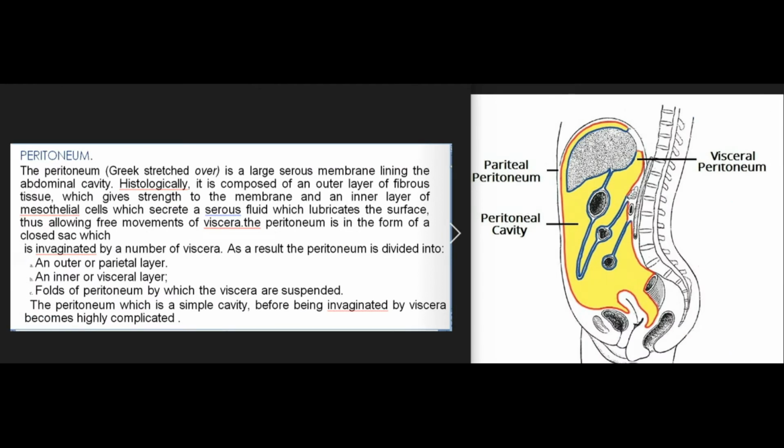Peritoneum. The peritoneum, Greek for stretched over, is a large serous membrane lining the abdominal cavity. Histologically, it is composed of an outer layer of fibrous tissue, which gives strength to the membrane, and an inner layer of mesothelial cells which secrete a serous fluid which lubricates the surface, thus allowing free movements of viscera. The peritoneum is in the form of a closed sac which is invaginated by a number of viscera.